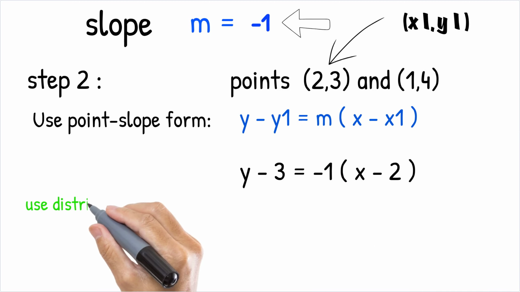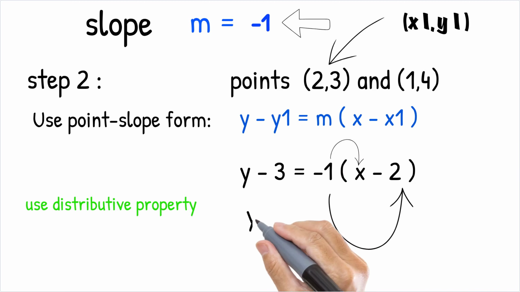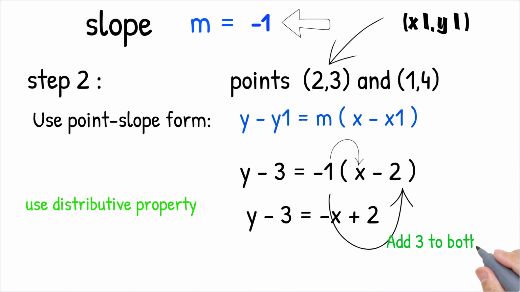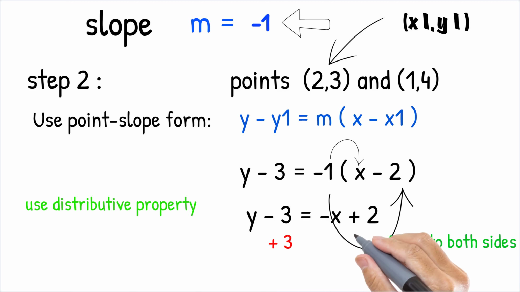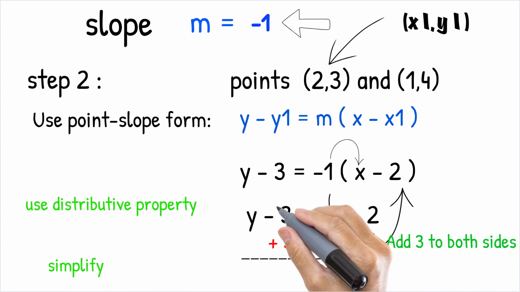Use distributive property. Multiply minus 1 with x and multiply minus 1 with minus 2. The equation is y minus 3 equals minus x plus 2. Now, add 3 to both sides. Simplify the equation. That will be y equals minus x plus 5.